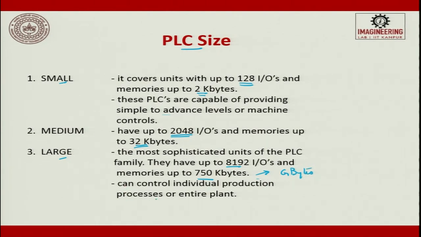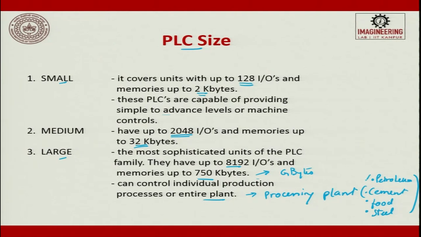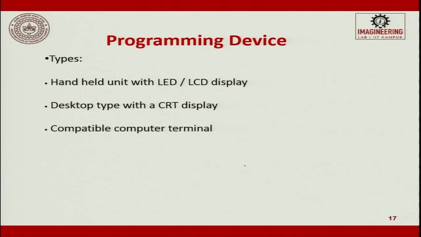Can control individual production process or entire plant. So, this we are talking about processing plant. In a processing plant, you will have so many sensors. If you take a cement factory or a steel mill, a food processing unit, steel, petroleum, all these things have a huge processing facility there. And here you will have a large PLC which is installed, which can interact with 8192 input output devices. Without PLC, you cannot have a CNC machine which in turn can talk to a computer.